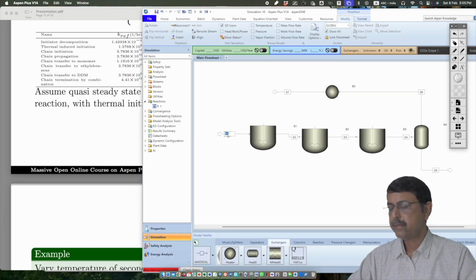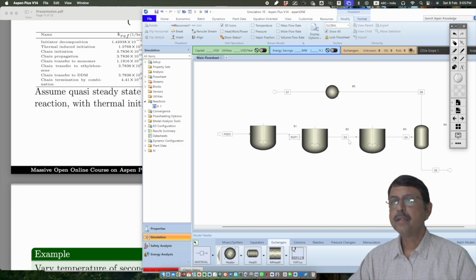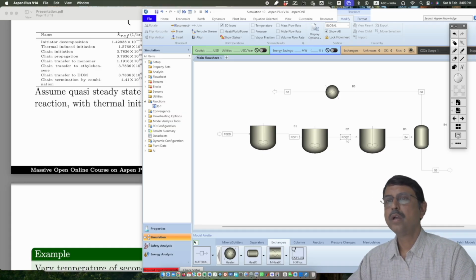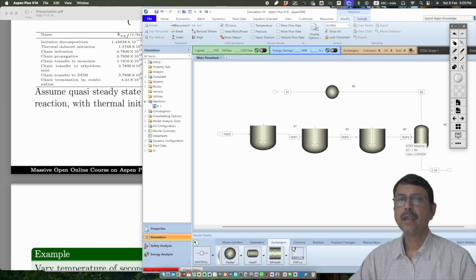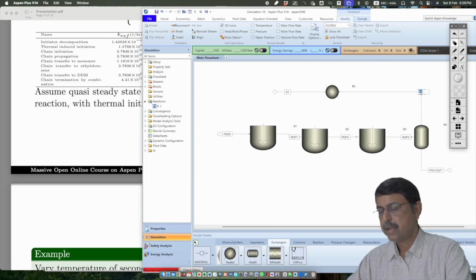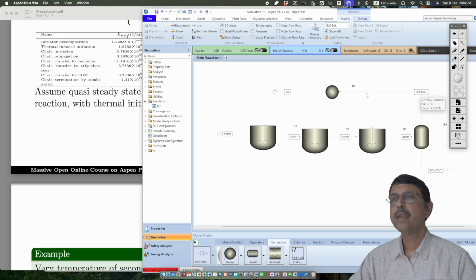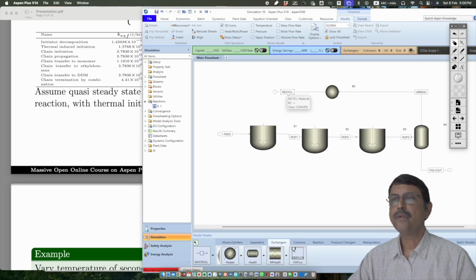Now let us put it as feed. This one is reactor output, so we can write it as RP1 or R output 1. This is R output 2. This one, let us write it as R output 3. This is the poly outlet, and this is the unreacted styrene, and this one is the recycle stream, which will form later.